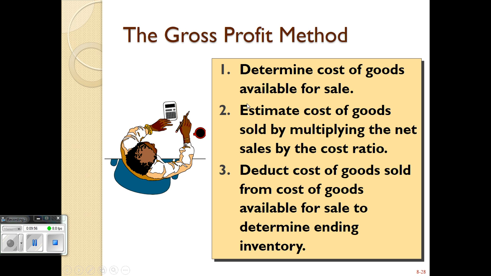You can then estimate the cost of goods sold by multiplying the net sales by the cost ratio, and then you can deduct the cost of goods sold from the cost of goods available for sale to determine the ending inventory. And that's a lot of words. Let's see how it works.